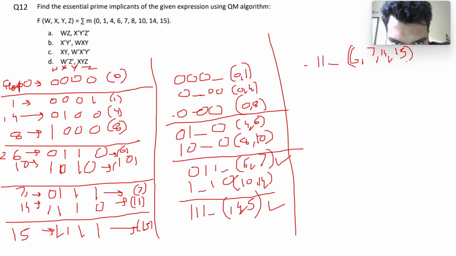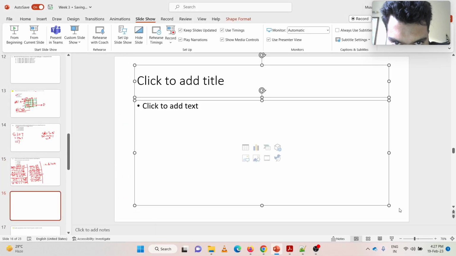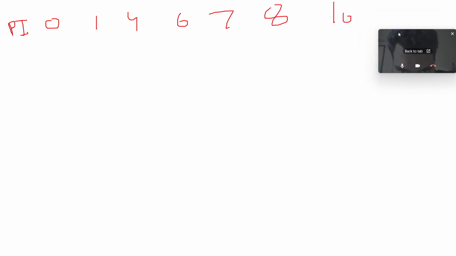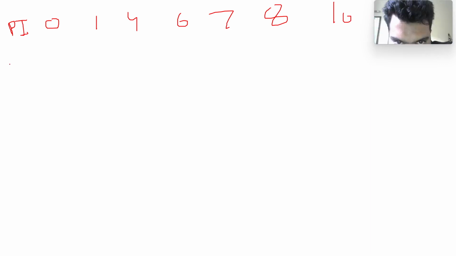And then we have to draw the table. So for the table I need to insert a slide. Here I will write down the prime implicants, and here I will write down 0 1 4 6 7 8 10 14 and 15, and here I will just write down the prime implicants.